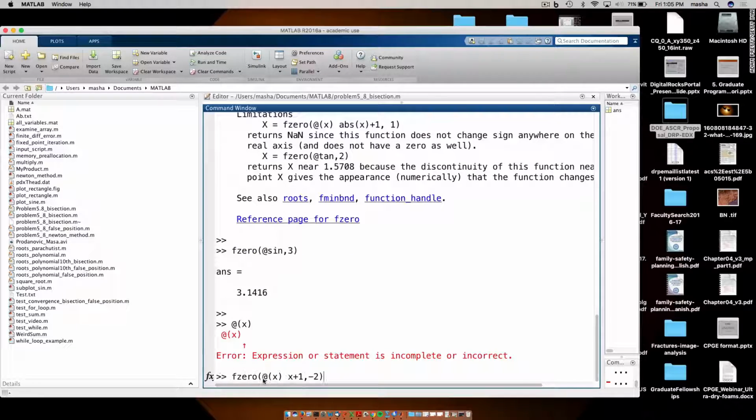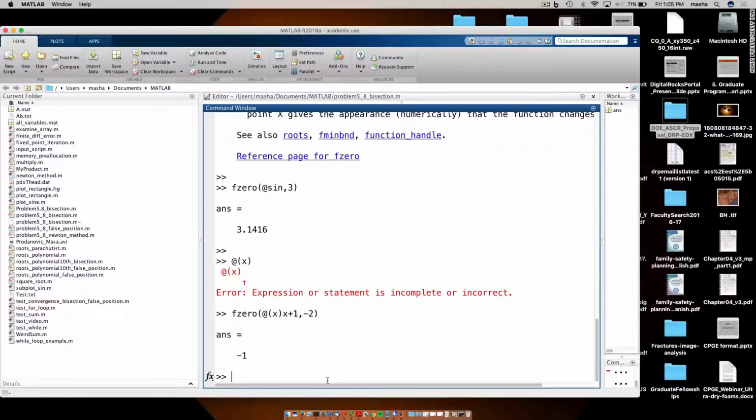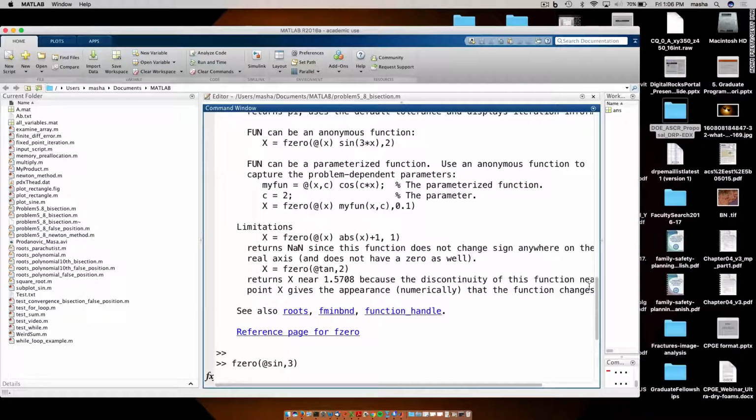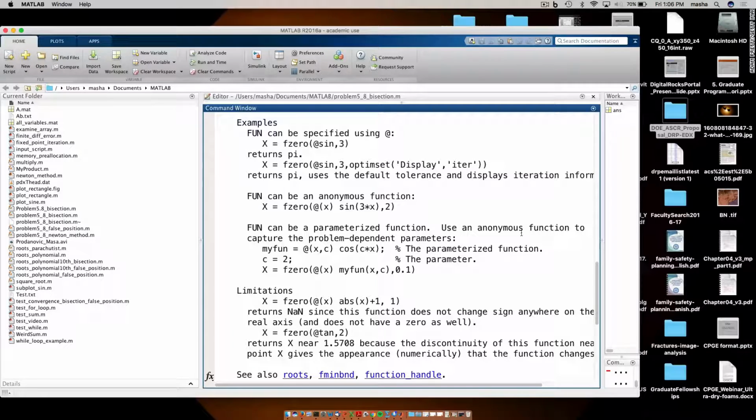Apparently, it's not tolerant of any spaces. So this is interpreted as a function of x. My starting point is minus 2. I could also have my function, instead of the sine function, be a .m file, and it would behave the same. I would just give it the name of the .m file.